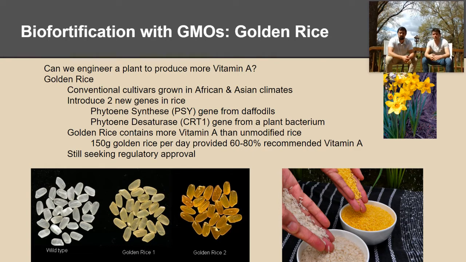Rice is grown throughout the entire world, specifically in Asian and African climates. Rice is really well suited to grow there, which, as we saw in that figure earlier, are the areas which have these huge population booms. So scientists introduced two new genes, which are shown there: the PSY gene and the CRT1 gene.